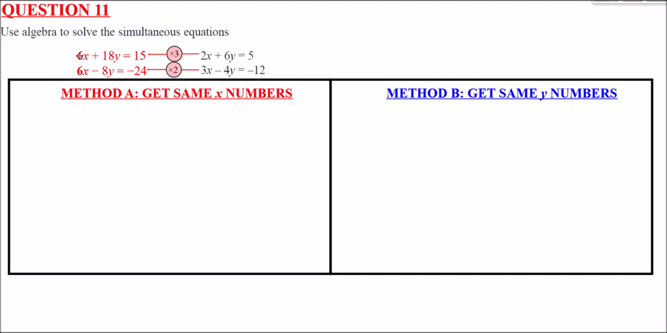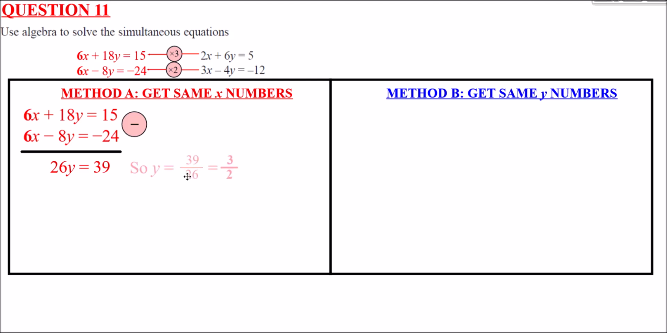So now I've got matching numbers of x's, a positive 6 and a positive 6 below. Now we consider the signs. If the signs are the same, we subtract one equation from the other. Because both these 6's are positive, we subtract. The 6x cancels, 18y minus 8y becomes plus 8y, so I get 26y, and 15 minus 24 gives minus 9... no, 39. So to find y, I can just divide 39 by 26. So y will be 39 over 26, which simplifies to 3 over 2, or 1.5.